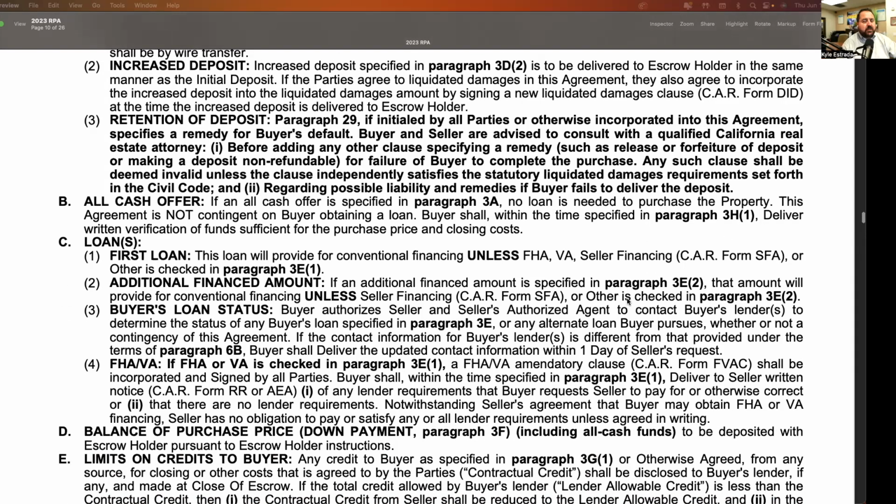All cash offer. If an all cash offer is specified in 3A, no loan is needed to purchase the property. This agreement is not contingent on a buyer obtaining a loan. Buyer shall, within the time specified in 3H1, deliver written verification of funds sufficient to the purchase price and closing costs. And we talked about it when we went over 3H1, and that is with the offer. They have to submit that stuff.